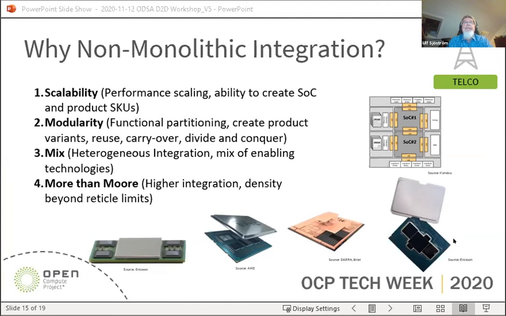There are other illustrations here, some examples from AMD. I think, Mark, you showed excellent examples from Marvell with the switch. I was thinking to include this as well here. Ultimately, I think we want to come to the DARPA picture or illustration here, where we simply could drop down existing chiplets to create solutions. Let's move to the next slide.